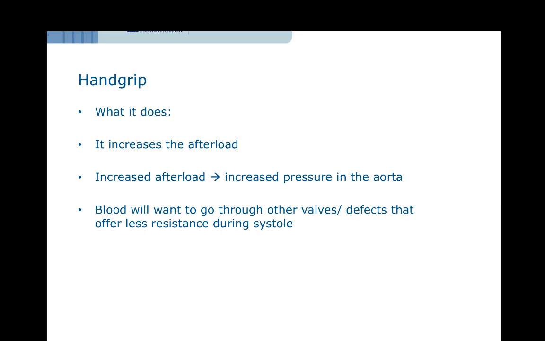Handgrip. The best way to think of handgrip is that it just increases the afterload. Increased afterload means increased pressure in the aorta. So blood will want to go through other valves or defects that offer less resistance during systole, right? So if you have a defect in your mitral valve, that means blood will easily want to go to your left atrium, and your left atrial pressure is around 10 to 15, which is way less than your aortic pressure of 90. And same thing with VSD, which we'll talk about later in this presentation.